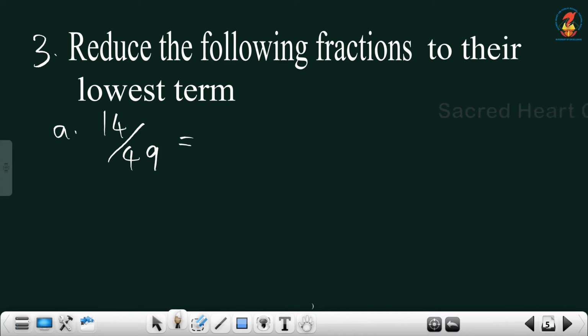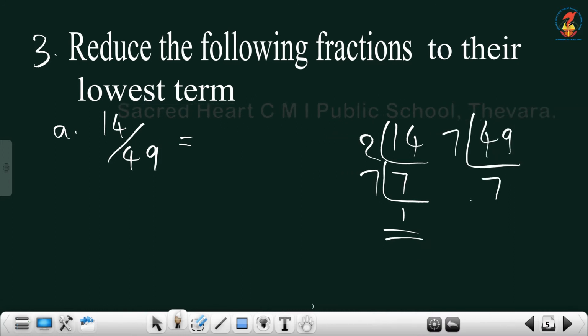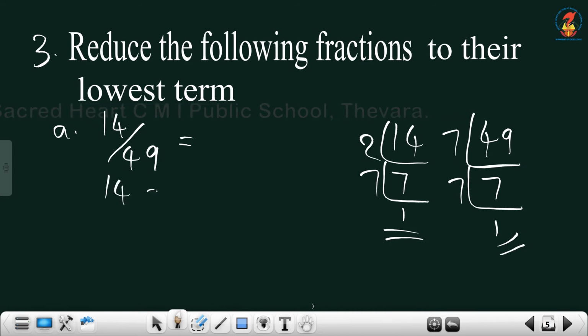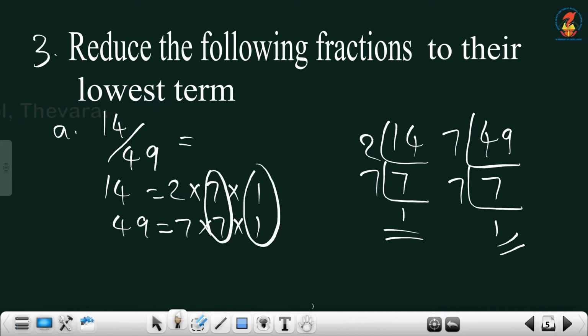14. The factors are: 2 7s are 14, 7 ones. Then 49: 7 7s are 49, 7 ones. And the factors are what? 14 equals 2 into 7 into 1. And 49 equals 7 into 7 into 1. HCF is what? Common factors only. And HCF is 7 into 1.